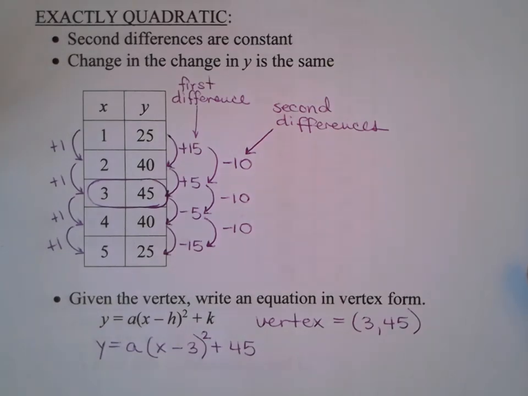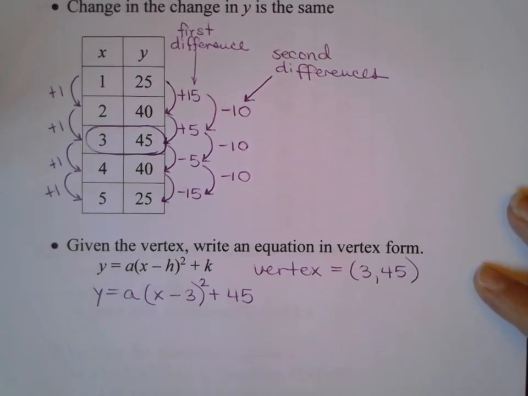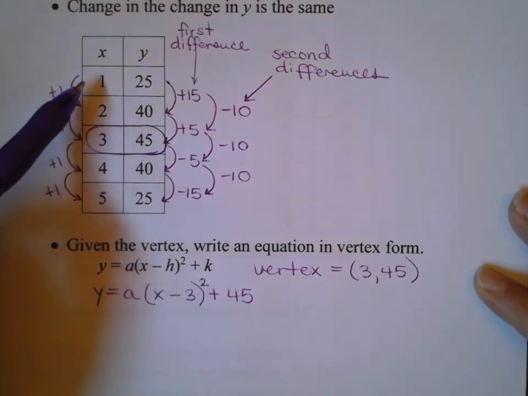Okay, and we just practiced this idea, how to find the A, right? So it's not any different this time. We can pick a point on the table, not the vertex, but some other point, substitute that in for X and Y, and use it to solve for A. So I'm going to pick the first point listed in the table here. Not for any good reason.